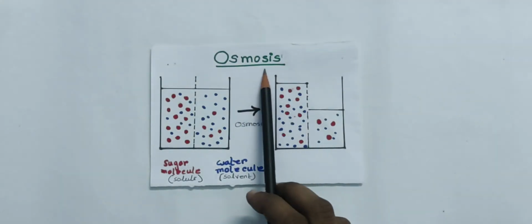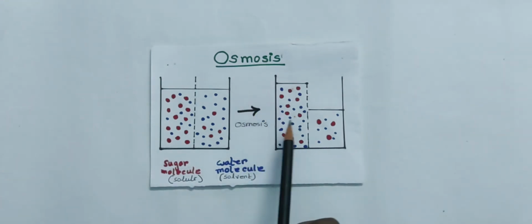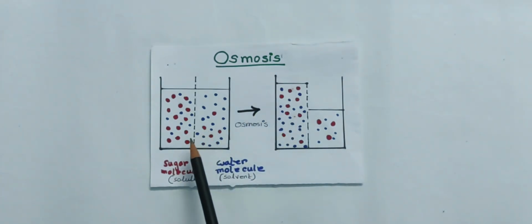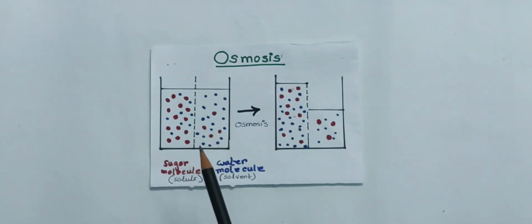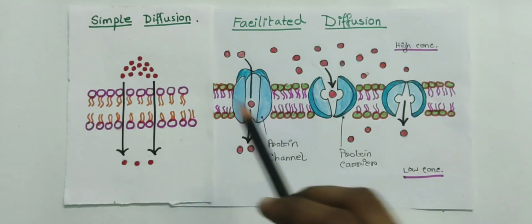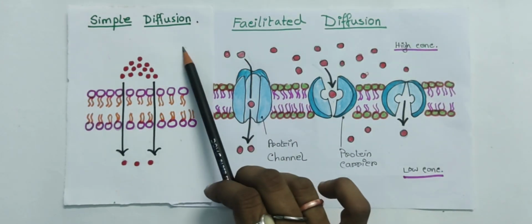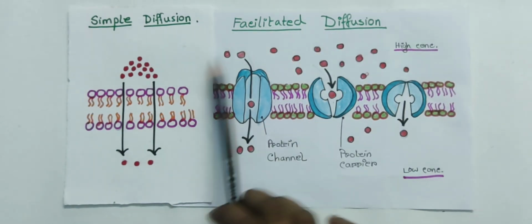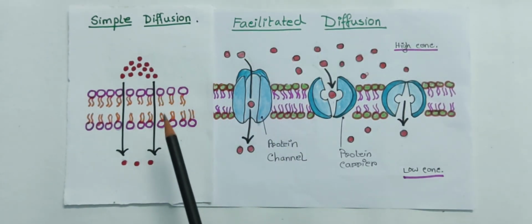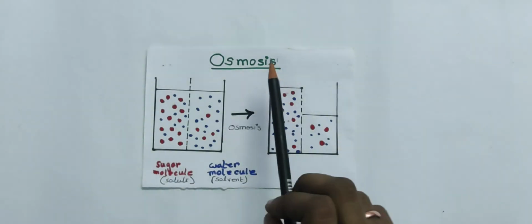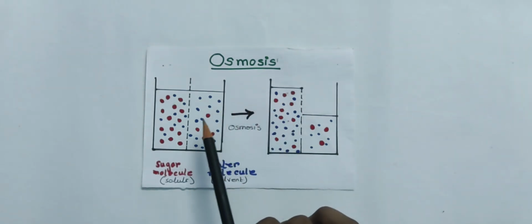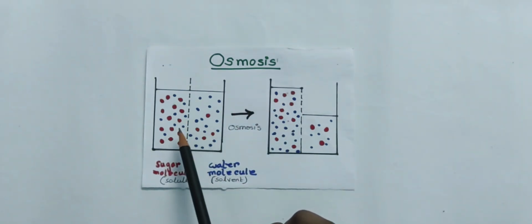Now come to osmosis. In osmosis, the solvent molecules move from their higher concentration to the lower concentration. Look, one thing we have just studied is that in simple diffusion and in facilitated diffusion, the solutes are coming across the membrane. Look at these pictures. In these two types, the solutes are coming across the membrane. But in osmosis, the solvent molecules move from the higher concentration to the lower concentration.